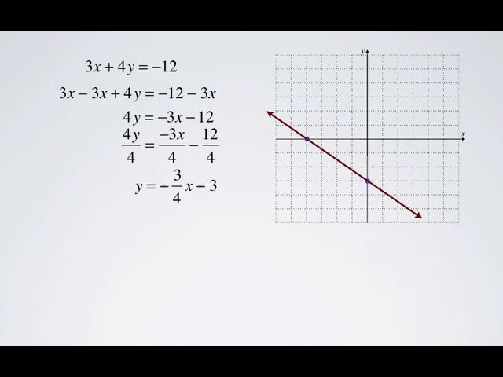Now, why did we put this in y equals mx plus b form? Well, this will help us find our slope. The slope of the line is negative 3/4, and the y-intercept is negative 3. But we already knew the y-intercept was negative 3 because that's what we used to graph our line. So we now have the equation of a line in two different forms. 3x plus 4y equals negative 12 is the identical line to y equals negative 3/4x minus 3. They're just in different forms.